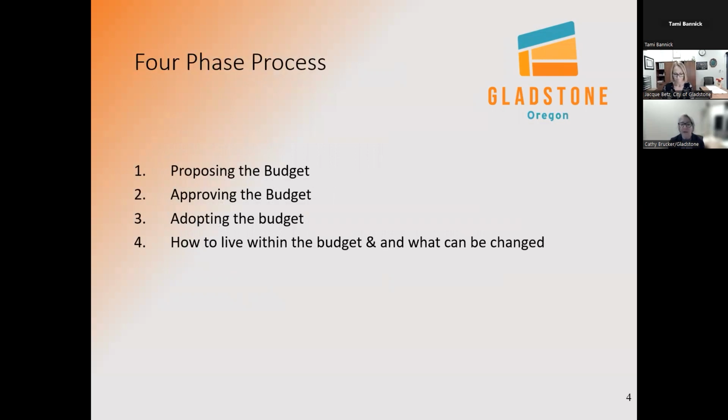So tonight we'll review the 4-phase process involved. The first one, the budget committee will review the proposed budget as presented by staff and take public comment. Then the budget committee will approve the recommendation of the budget for later adoption by the city council. Following that, the city council will adopt the budget, again with public comment, before the end of the current fiscal year, June 30th, 2023. During the budget period, any changes are tightly controlled by local budget law as to the method used and the amounts allowed. Next slide.